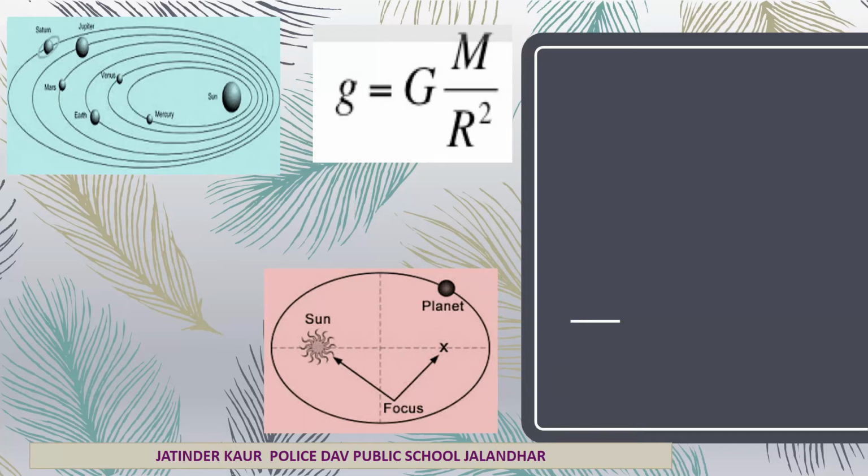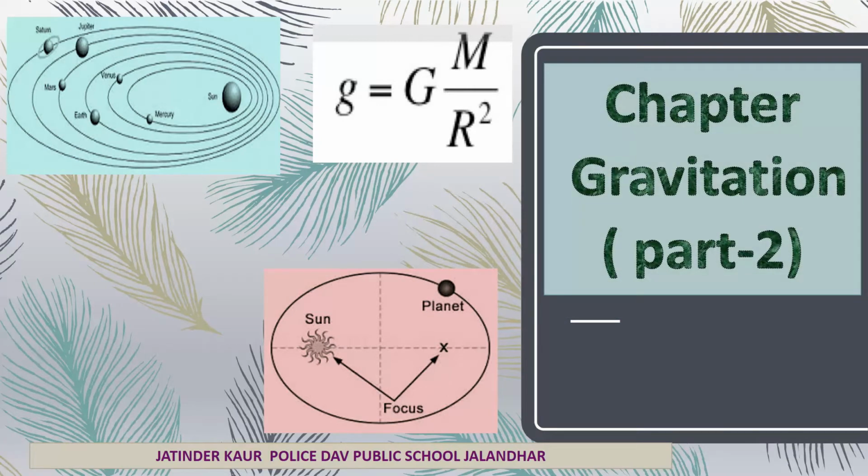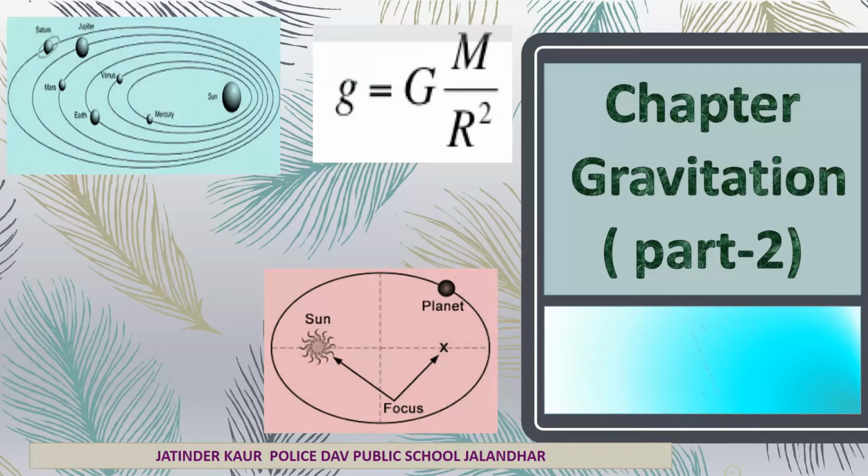Students, today we are going to continue with the chapter Gravitation, part 2. Under this, we are going to study Kepler's laws of planetary motion. As you can see in the pictures also, I have drawn some planets and the motion of the planets around the sun, this orbital motion.